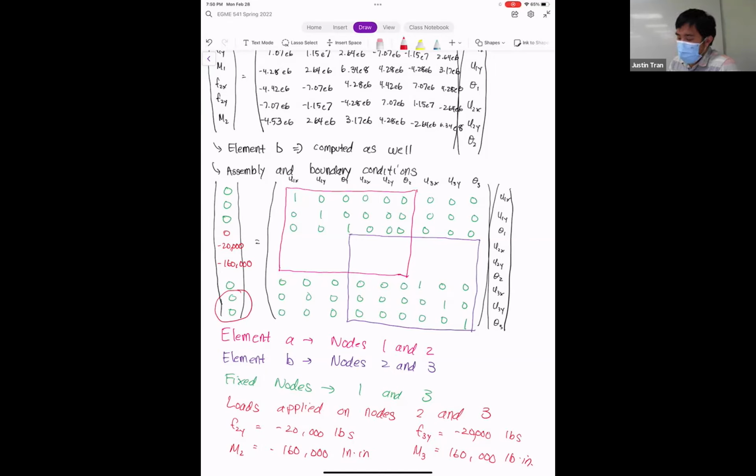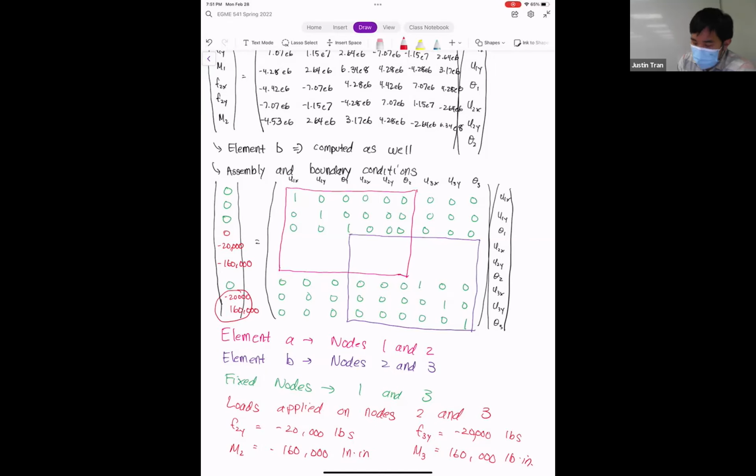The more important question is, what do we do with F3y and M3 in our global system? Normally what we would do is change these entries to be minus 20,000 and positive 160,000. That's what we normally do when we have a load type boundary condition: we change the entries in the forcing vector to reflect what those loads are. But here's a unique case because we're actually applying those loads at a part that's supposed to be fixed.